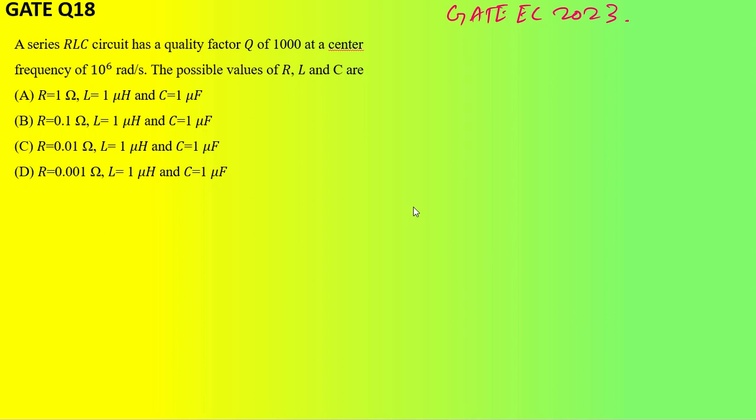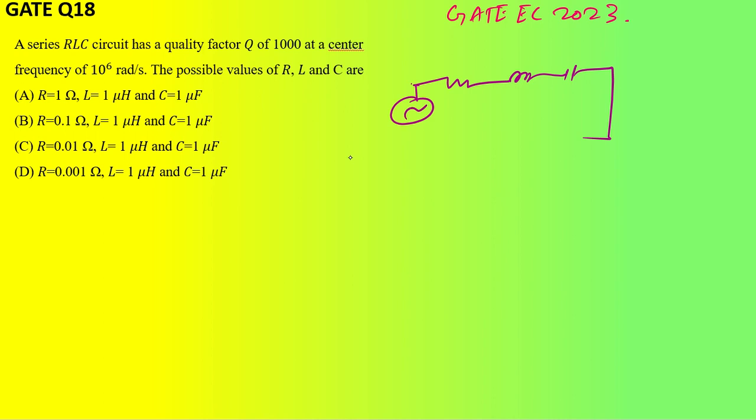Hello, so this is a question from ECE GATE 2023. The question is related to network theory, circuits. A series RLC circuit has a quality factor of Q equal to 1000. So there is a series RLC circuit, okay?